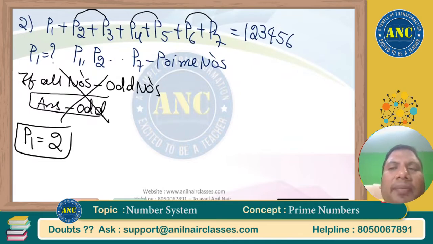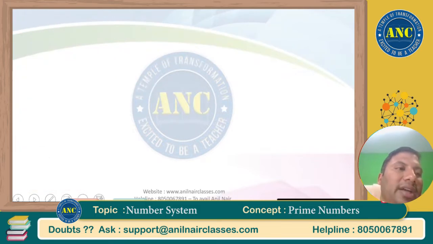Very, very easy if you do it right, only the value of P1 is required. P2, P3, P4, P5, P6, P7 may take any other value. So, again I am telling, odd number of odd numbers, sum will be an odd number, but in the right hand side it is an even number. So, one number has to be an even number. Idea clear? Next, another variety.